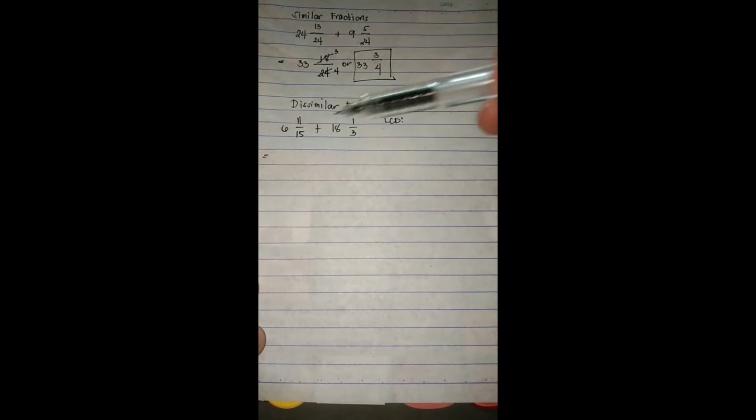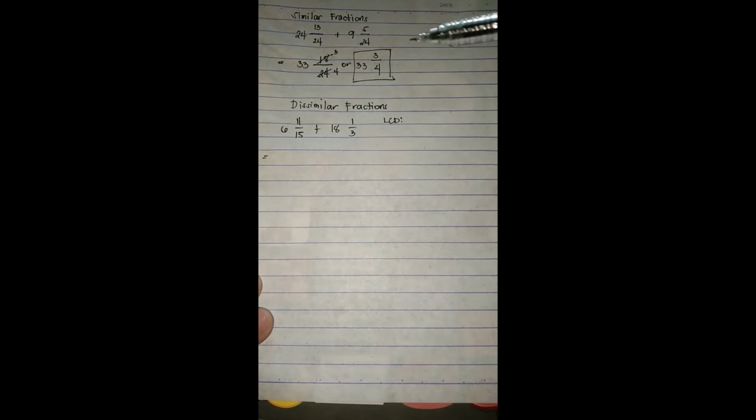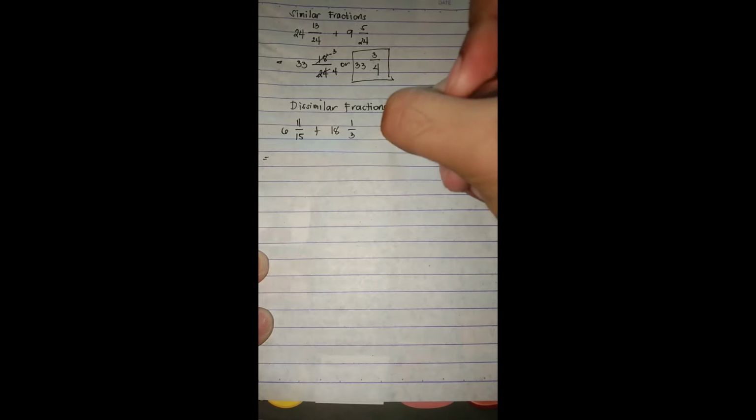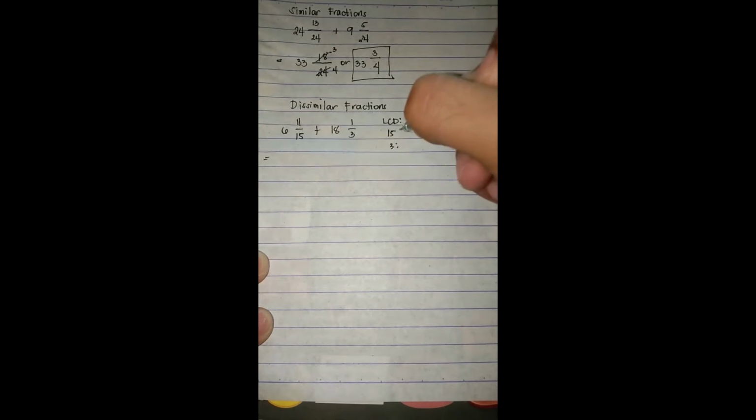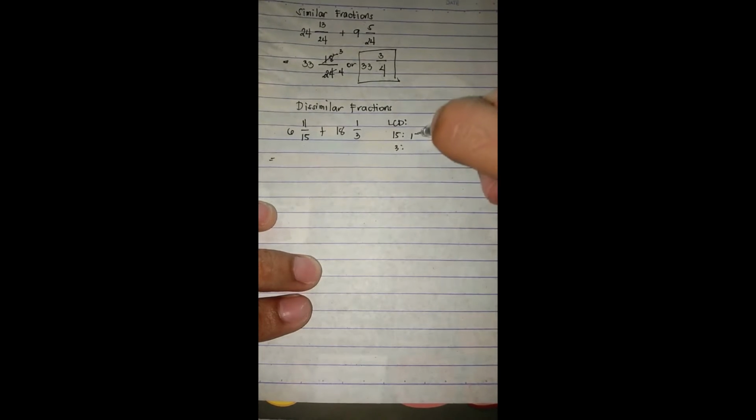Okay, so next one is the dissimilar fraction. So in dissimilar fraction, kung mapapansin nyo, dissimilar ang ating denominator. So we need to change it into similar fraction by getting their LCD. So kukuhain natin yung LCD. So if we have here 15 and 3, so using the skip counting or Venn diagram, pwede natin makuha si LCD. Okay, so we have here 15.